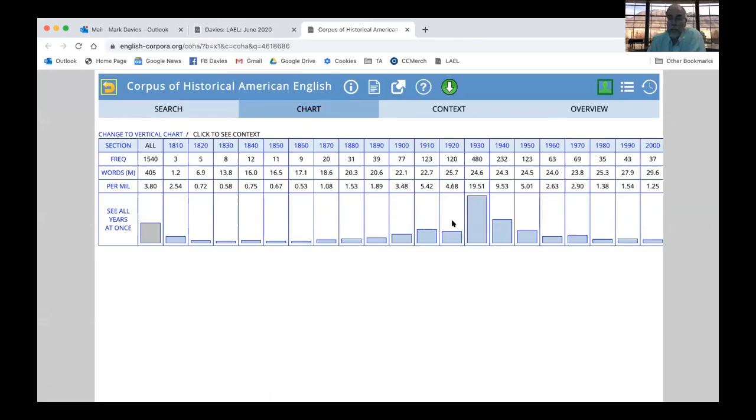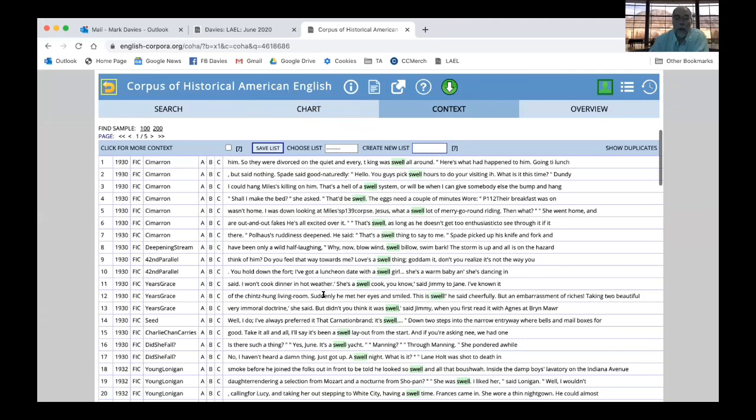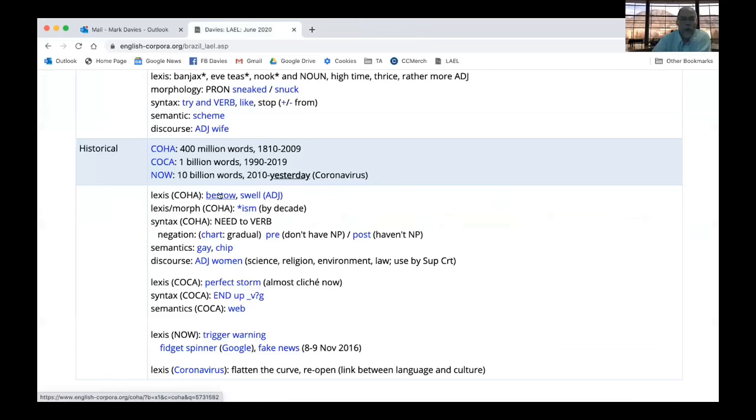You can see that very, very common back in the 1930s. It spikes in the 1930s, and then decreases quite a bit after that. No one would use this nowadays. So any word or phrase that you want, real easy to look at that with COHA.